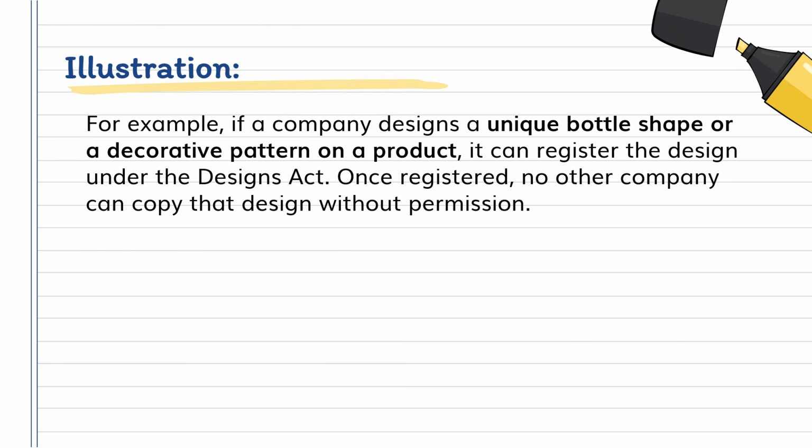Suppose a company creates a new and unique bottle shape for a soft drink. This design makes the bottle visually attractive and easily identifiable in the market. The company can register this design under the Design Act 2000. Once registered, no other company can copy the same bottle shape. If someone copies it without permission, it becomes design piracy and the owner can take legal action.